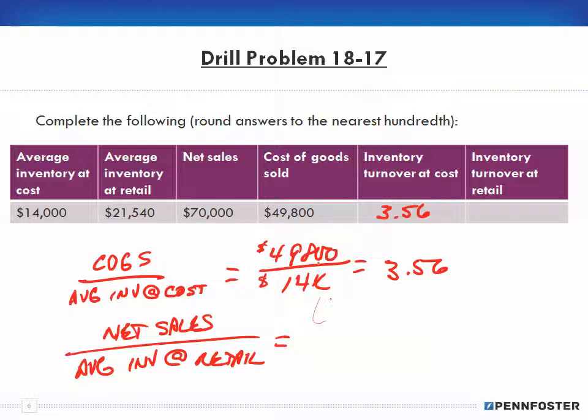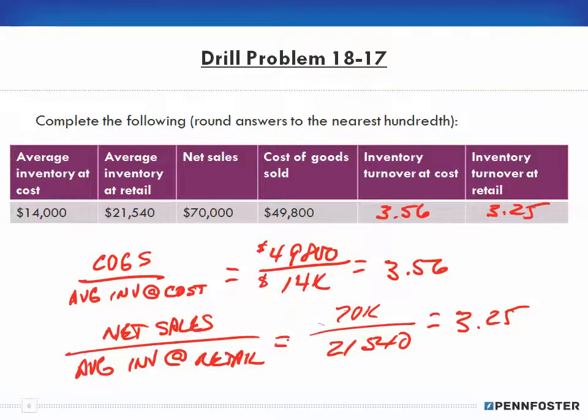So, with that said, I have my net sales at 70,000, and I have my average inventory at retail of 21,540. And so when I divide one by the other, I end up with 3.25 as my answer. So that's how I get my inventory turnovers. And of course, the higher the number, the better.